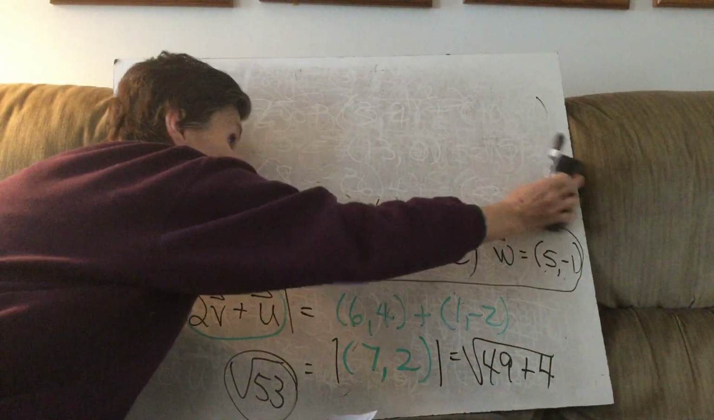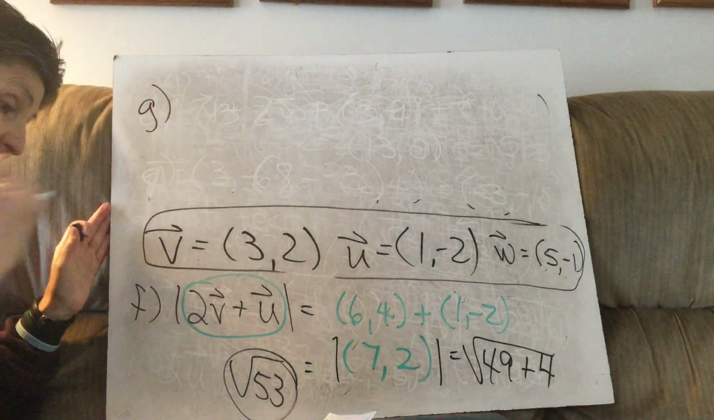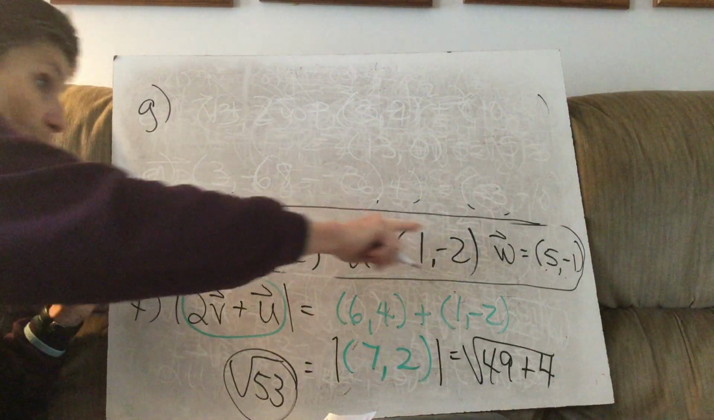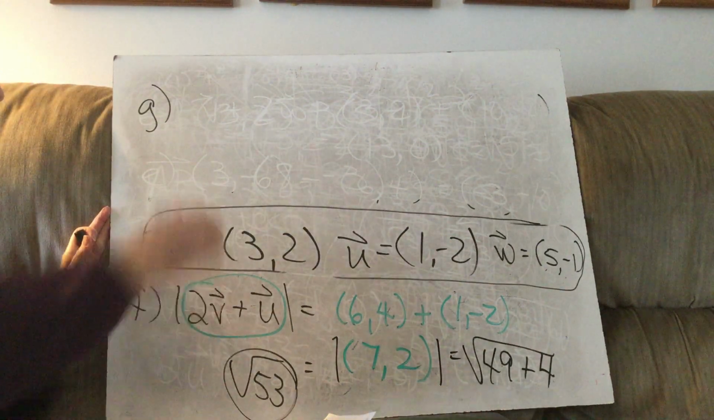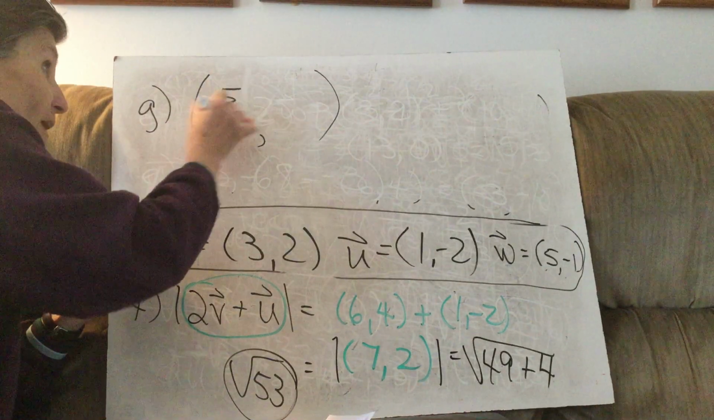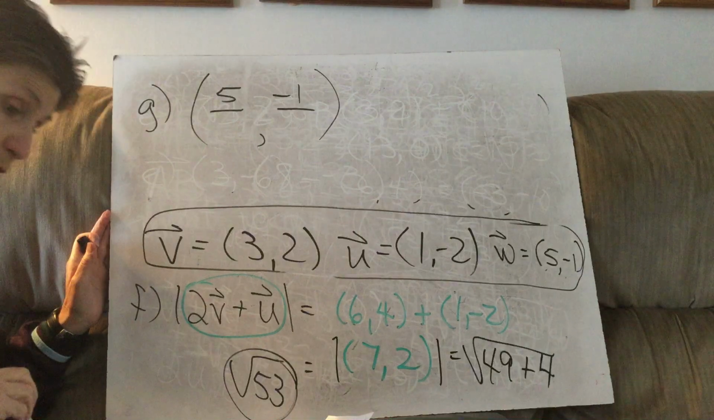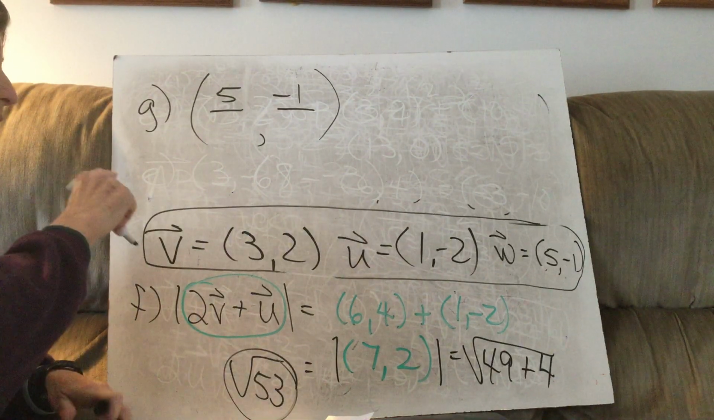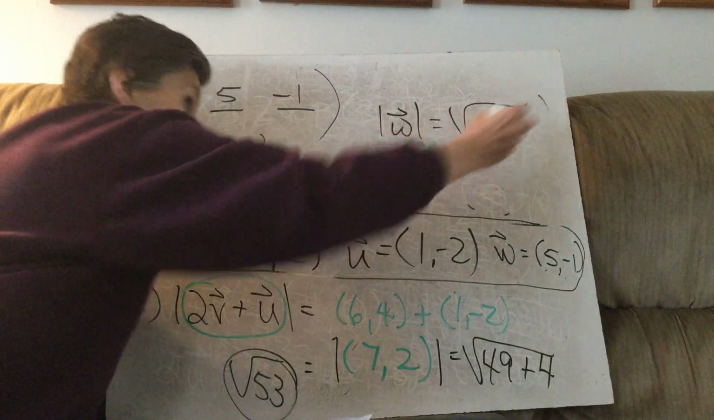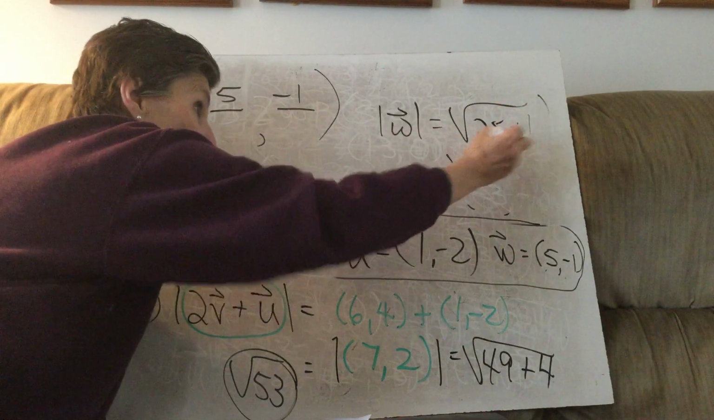All right, the next one, which is G, says find a unit vector for W. Now, W is that vector right there. The unit vector is going to be the 5 and the -1, the coordinates of W, but we have to divide by the magnitude of W. So the magnitude of W is 25 plus 1, or root 26.